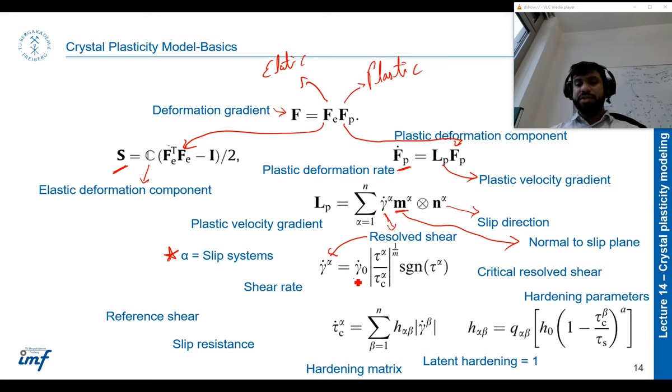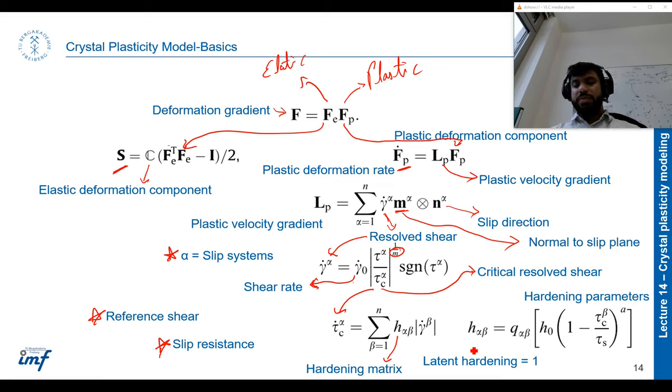Now this resolved shear stress depends on this shear rate. Critically resolved shear and the applied shear, or we call it the reference shear here, and M is a fitting parameter which we can adjust. Now this critical resolved shear stress is being calculated using this term, which has this hardening matrix and this slip resistance term.